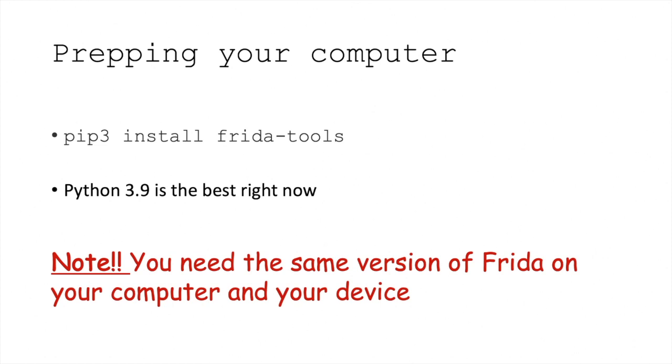So prepping your computer, it's really easy. All you have to do is pip install frida-tools, and then you're done. Frida 15 was recently released, and it was built with Python 3.9, and I recommend having the latest version of Python. Your mileage will vary if you don't, so 3.9, Frida 15. Also, you probably want to have the same version of Frida on your phone as on your computer, because if you don't have the same version, there could be issues with how it communicates. So make sure that the one that you put on your device is the same, and I can show you how to check that as well.